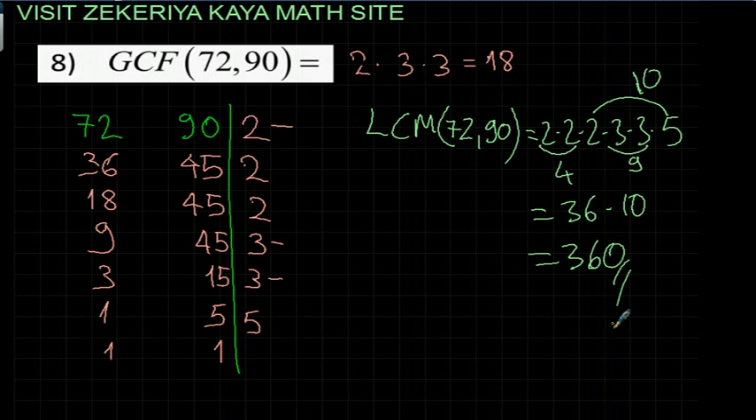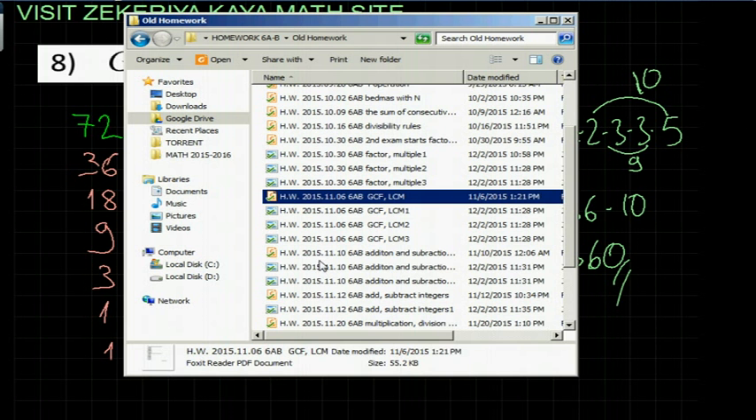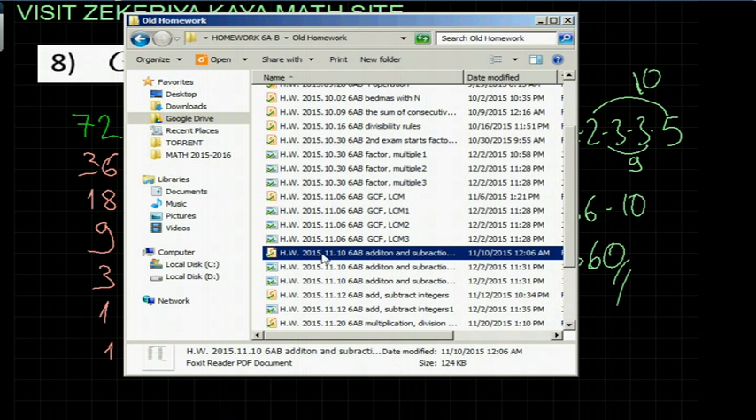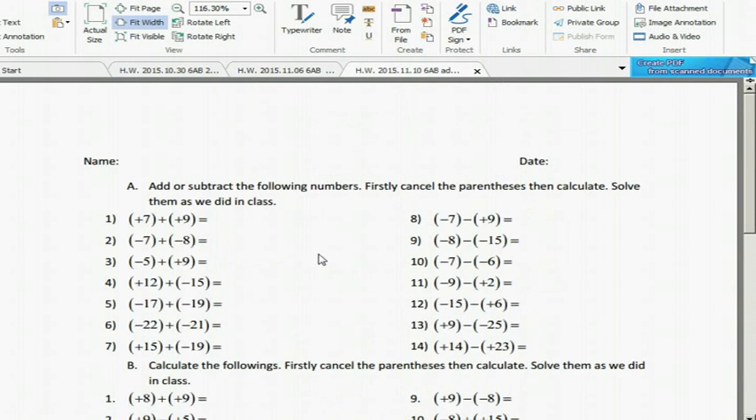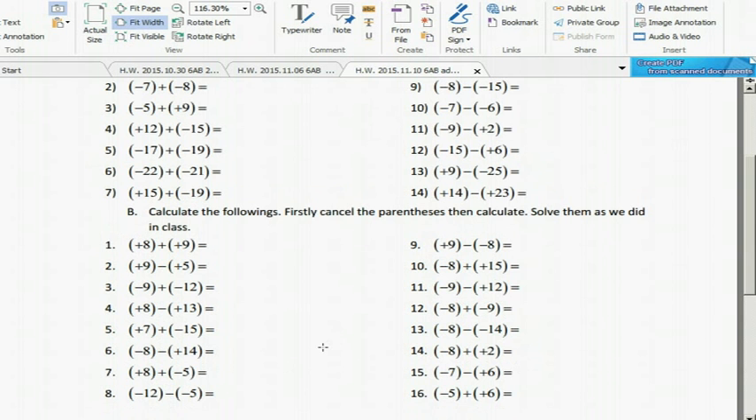Everybody, the second homework is about greatest common factor, least common multiple. I think this is also an easy thing to do. Also, you can remember it from the notebook easily. So let's find the next homework. Next homework, addition and subtraction of integers. Let's do something about this.